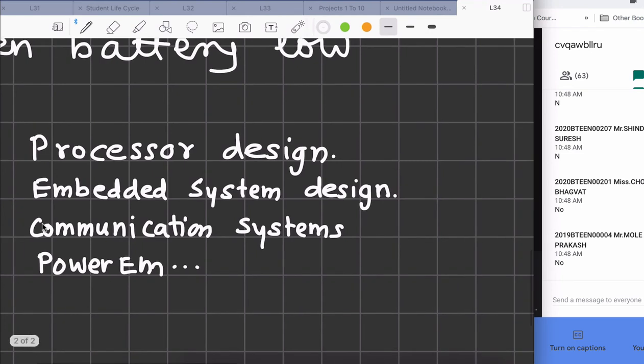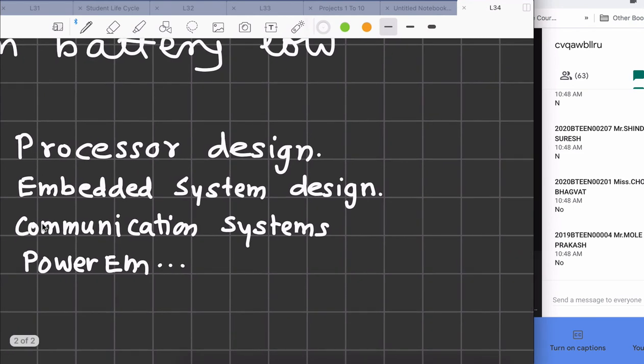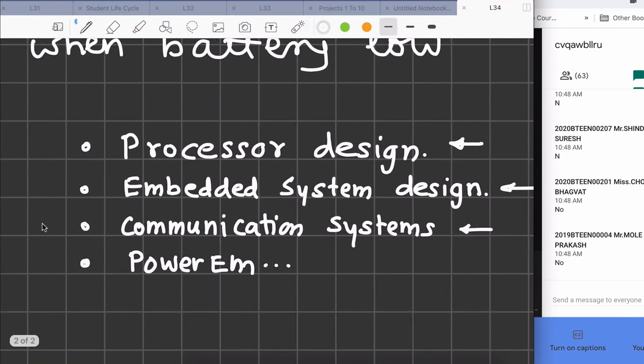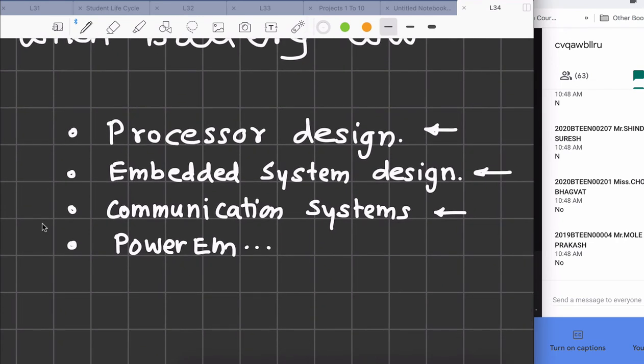So in processor design, the IC designer should know PLL, then he can implement it. In embedded system design, he should know how to use the facility designed by the processor designer. In communication systems, he should know how the system is going to be useful, how the change of speed will reduce the power and so on, and in a variety of applications. So these are the major ones.